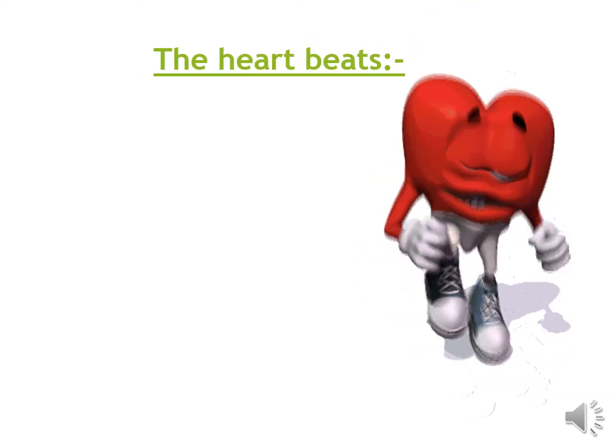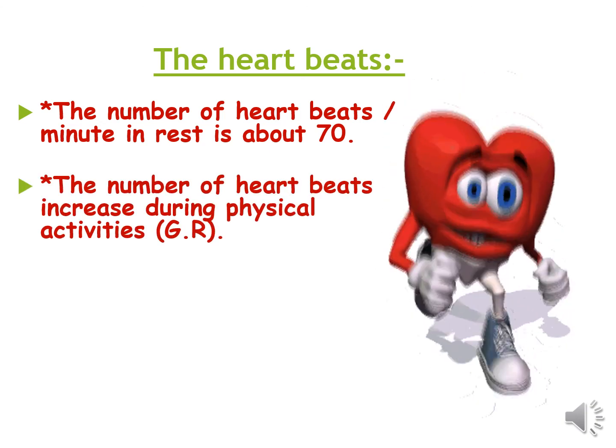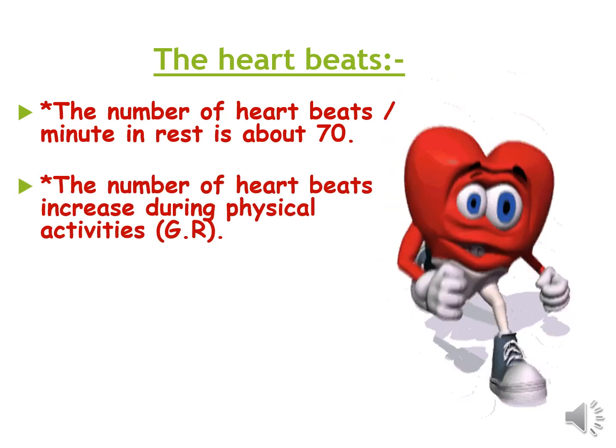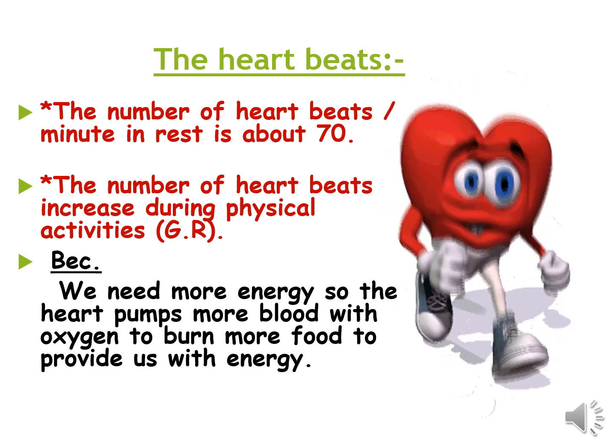The heart beats. The number of heartbeats is 70 beats per minute in the wrist. The number of heartbeats increases during physical activities. Why? We need more energy, so the heart pumps more blood with oxygen to burn more food to provide us with energy.